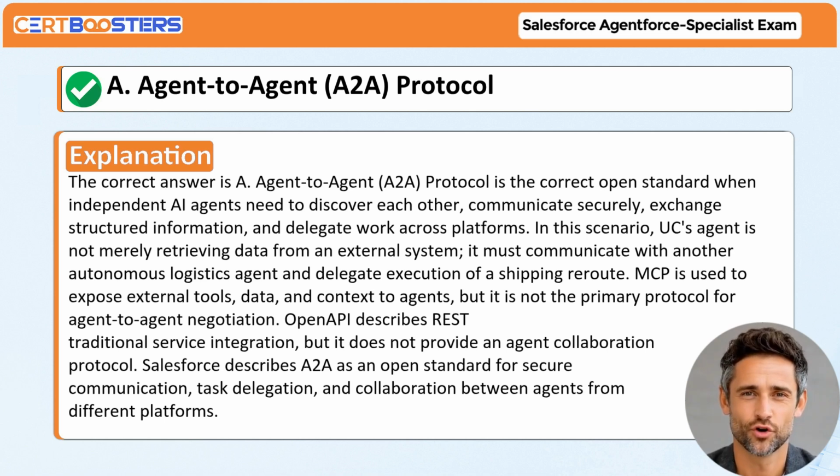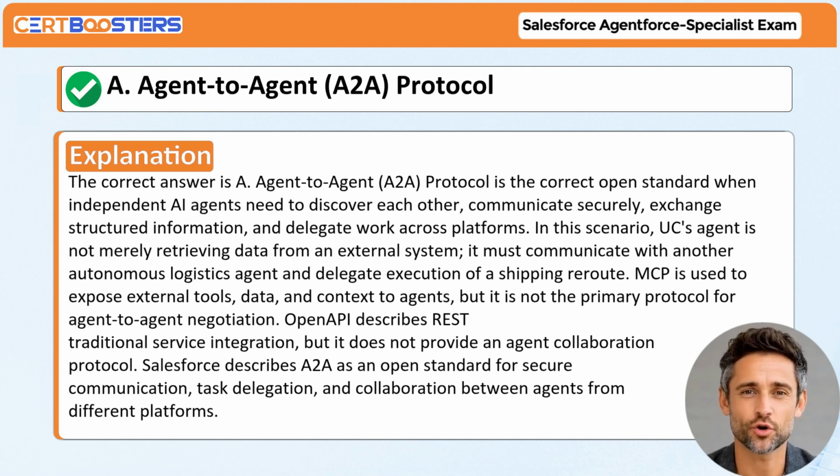Agent-to-agent A2A protocol is the correct open standard when independent AI agents need to discover each other, communicate securely, exchange structured information, and delegate work across platforms. In this scenario, UC's agent is not merely retrieving data from an external system. It must communicate with another autonomous logistics agent and delegate execution of a shipping reroute.